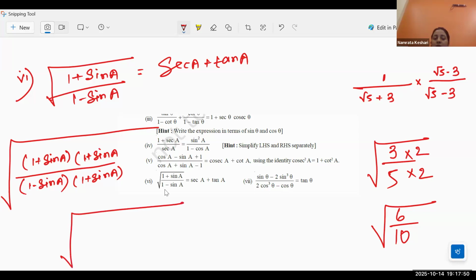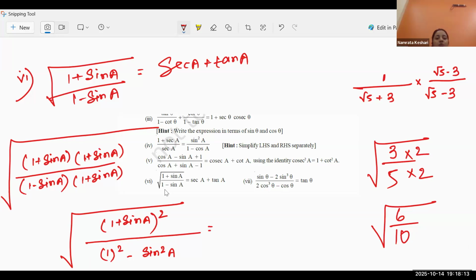The moment you do multiplication like this, your numerator will be 1 plus sine A complete square. Clearly we can see the square root term will vanish from the numerator. And what about the denominator? The denominator will be x square minus y square, something like this. So in the numerator, clearly the root sign will vanish, but for the denominator we still have to see what can be done.